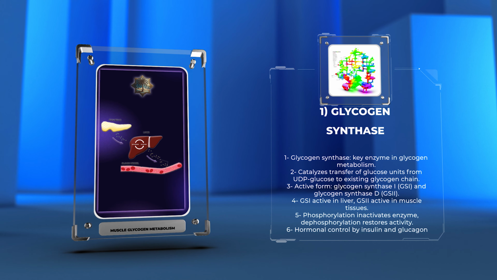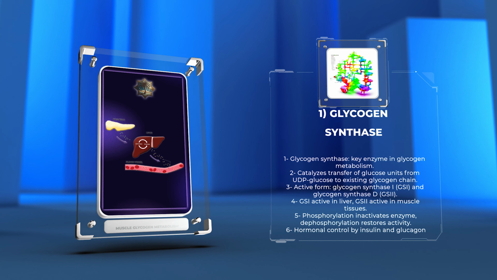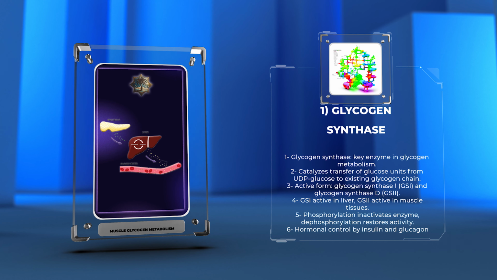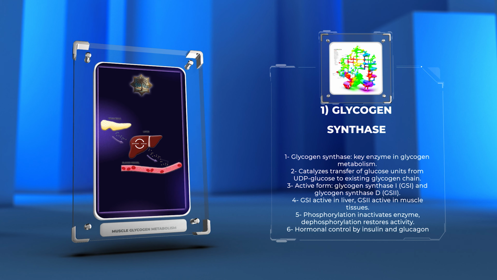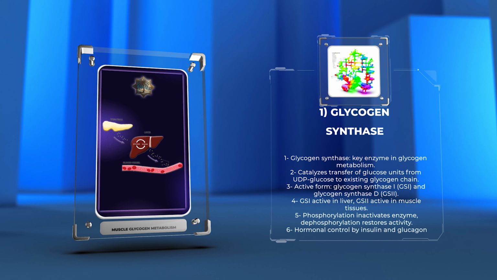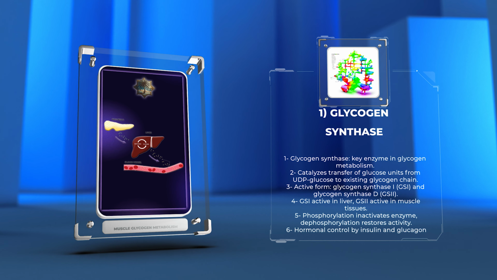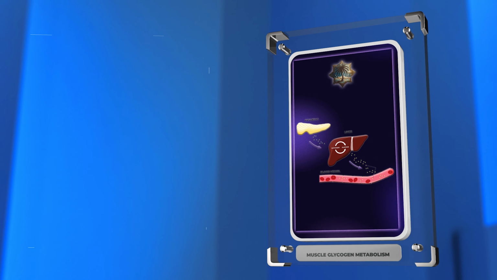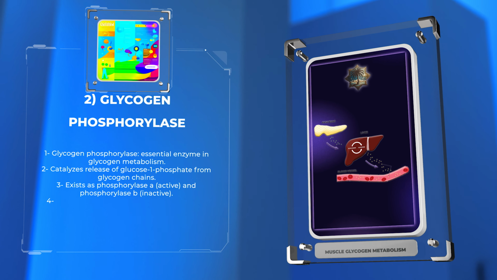Hormonal control, coordinated by insulin and glucagon, plays a pivotal role in regulating glycogen synthase activity. Insulin activates PP1, promoting dephosphorylation and glycogen synthesis, while glucagon activates PKA and GSK3, leading to glycogen synthase phosphorylation and inhibition. Glycogen phosphorylase is another essential enzyme involved in glycogen metabolism.